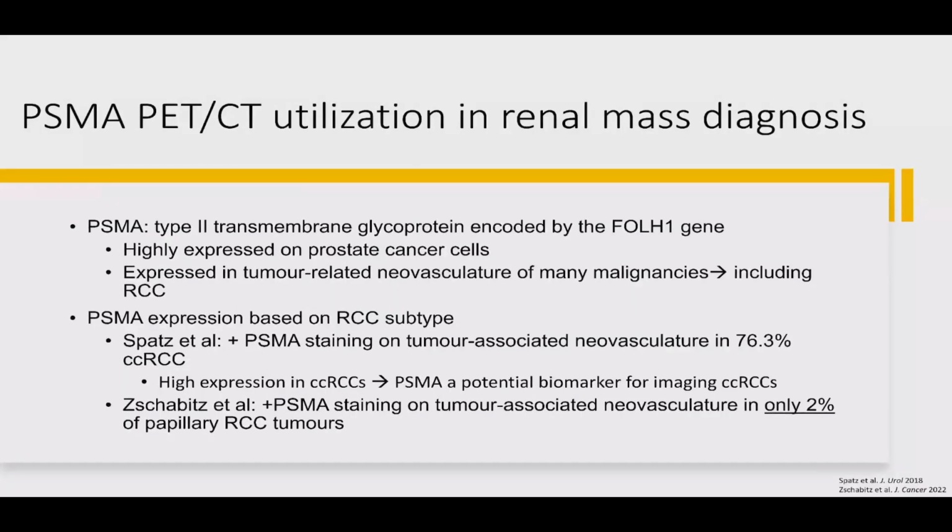PSMA PET is also a modality that has been studied in the diagnosis of renal masses. PSMA is a type 2 transmembrane glycoprotein, which is highly expressed in prostate cancer, but it's also expressed in tumor-related neovasculature of many malignancies, including RCC, which makes it relevant here. Studies have assessed PSMA expression on RCC subtypes, and Spatz and colleagues found that 3/4 of clear cell RCCs stained positive for PSMA, but Jaspitz and colleagues reported that only 2% of papillary tumors stained positive for PSMA expression.